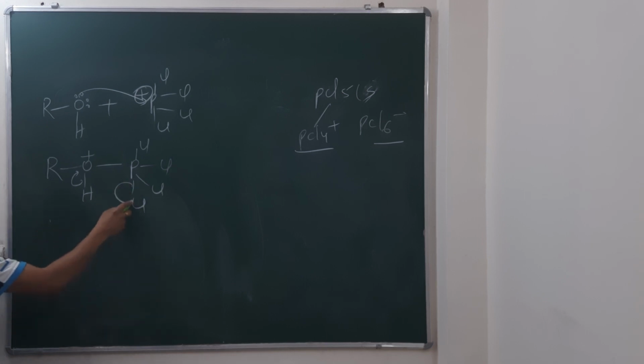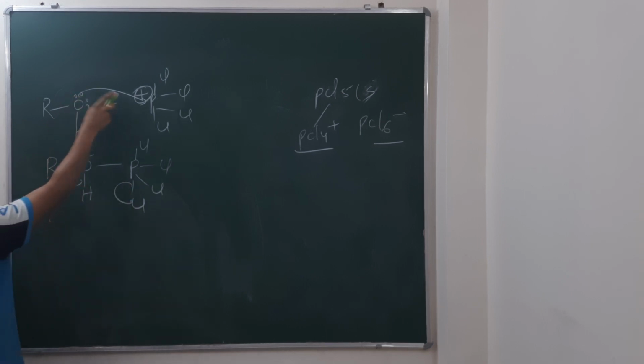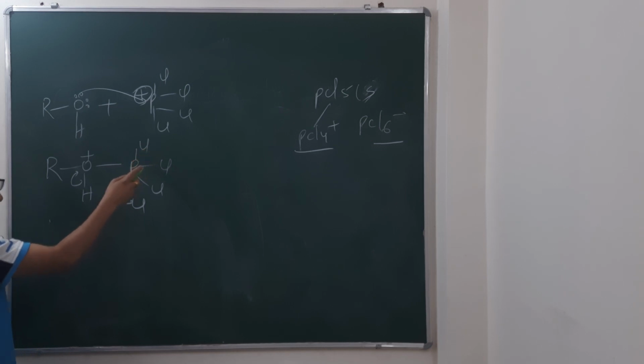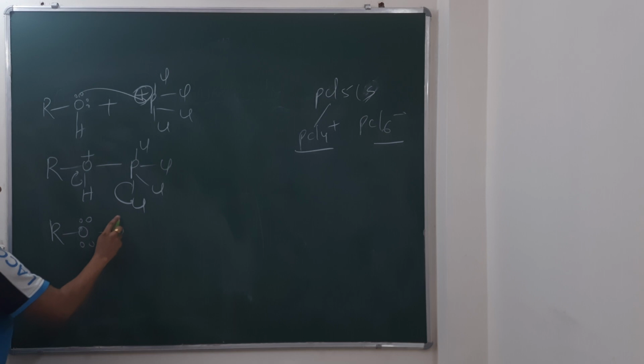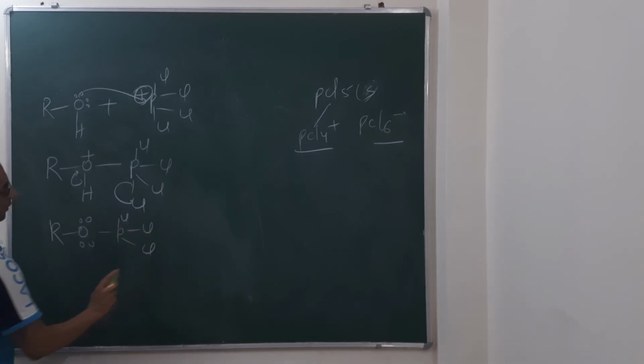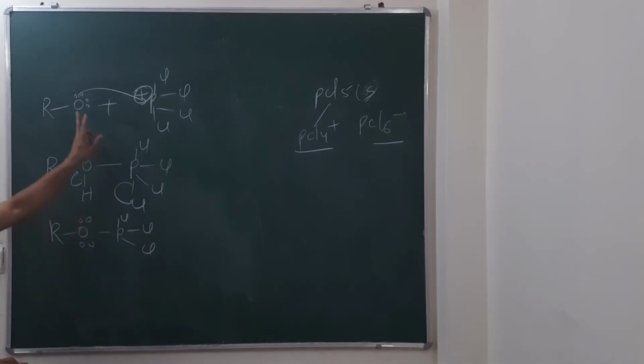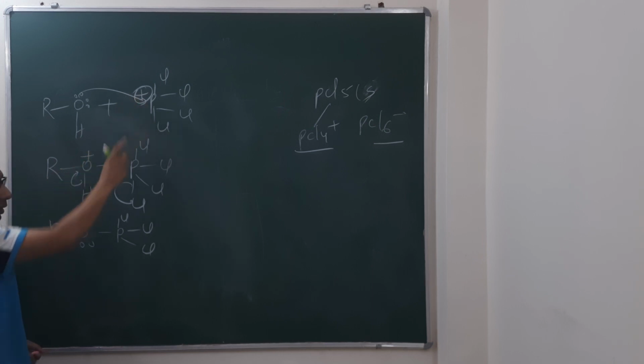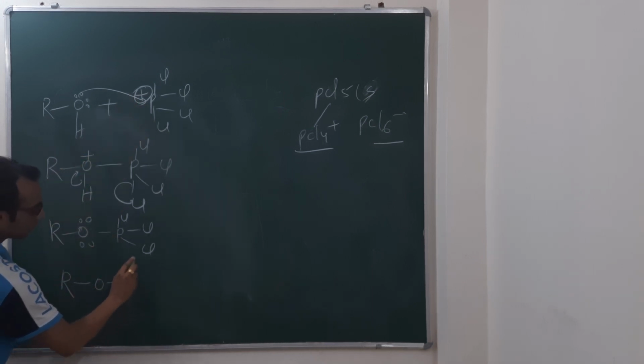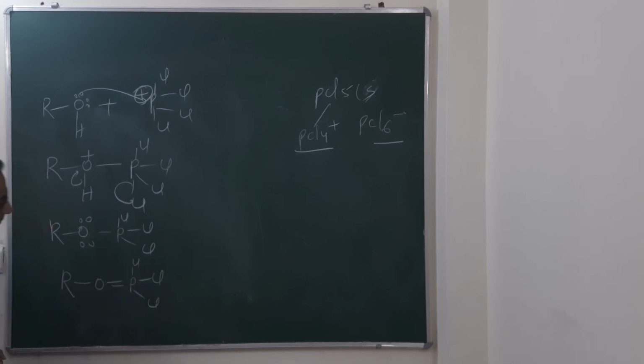Then what happened? Chlorine also leaves its position because the electron is donated by the oxygen. Correct? So R, O, here is P, Cl, and Cl. Just remember that the oxygen here is giving the electron. Now again, when the chlorine leaves, the oxygen again will donate electrons, because a vacant orbital is there. So what happened? It will form R, O, double bond P, Cl, and Cl.